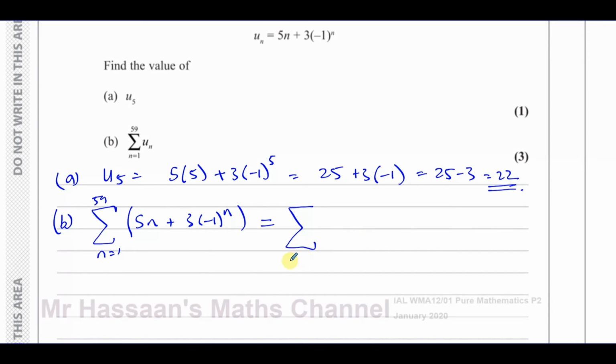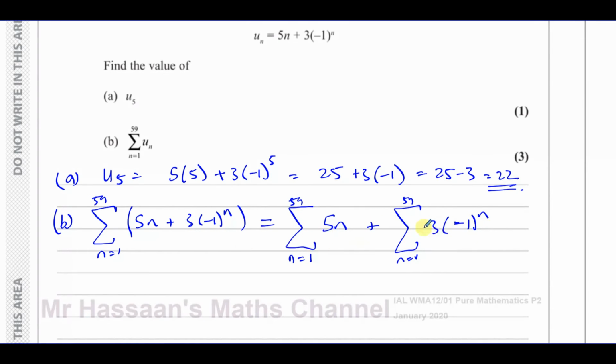So I can split this up into, between n equals 1 and 59, the sum of 5n separately from the sum between 1 and 59 of 3 times minus 1 to the power of n. I can split it up like that.